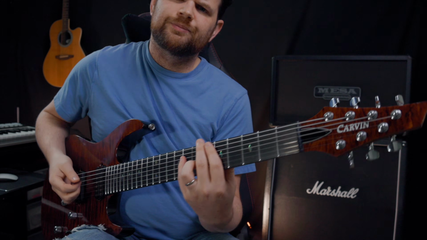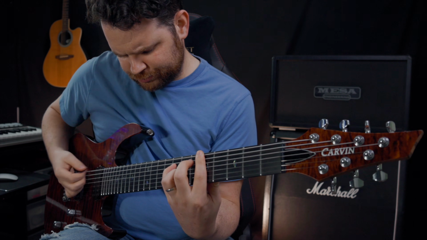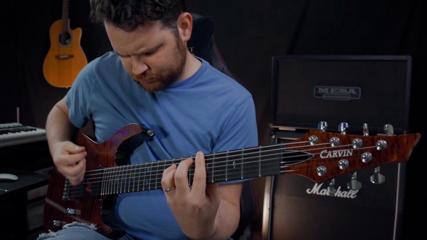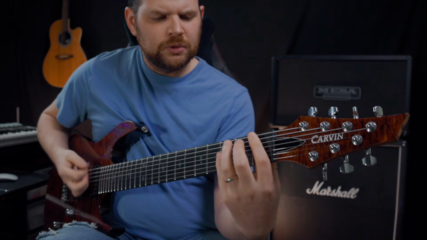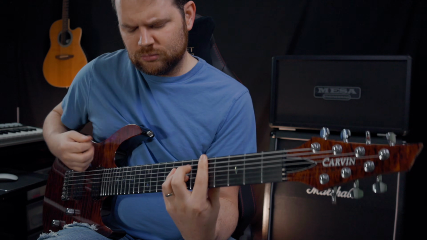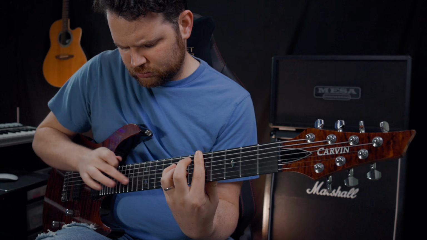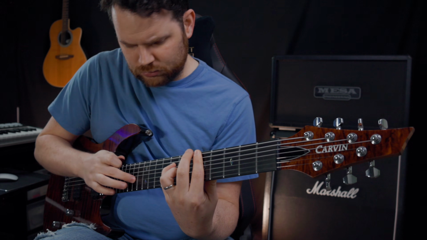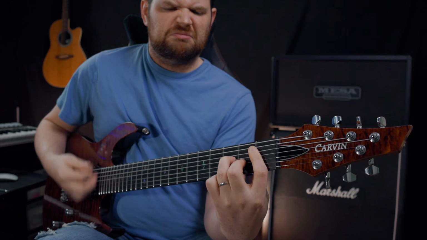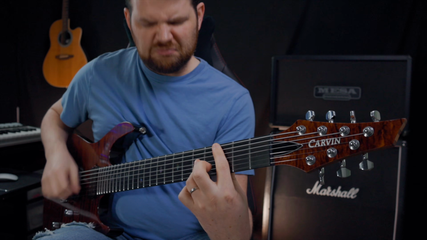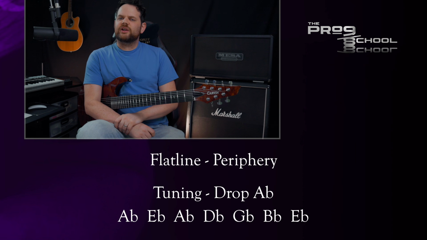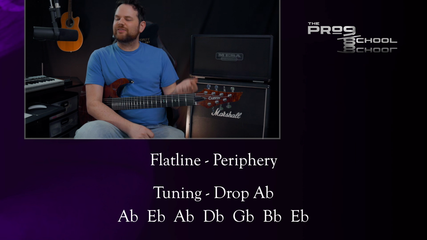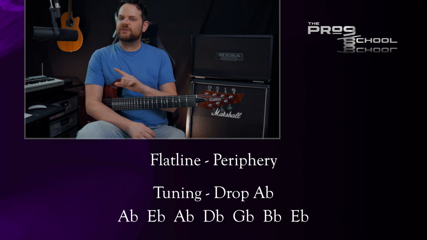Next up is the pre-chorus to the Periphery song Flatline off of P3. This song is in drop A flat, so a drop tuning a half step down from standard. Once again, I'll just pitch shift down for this one.